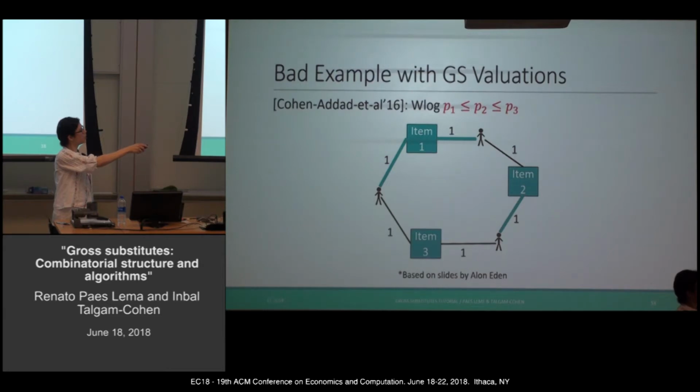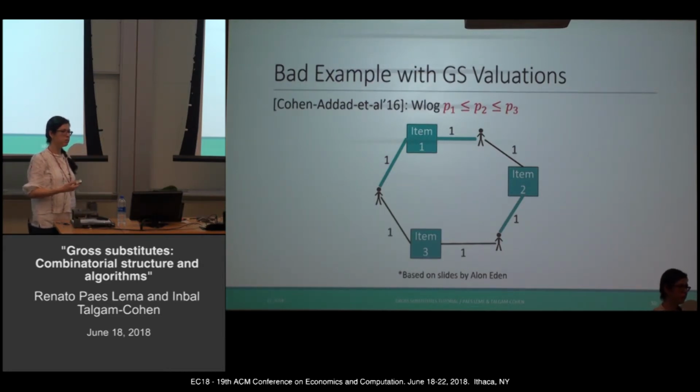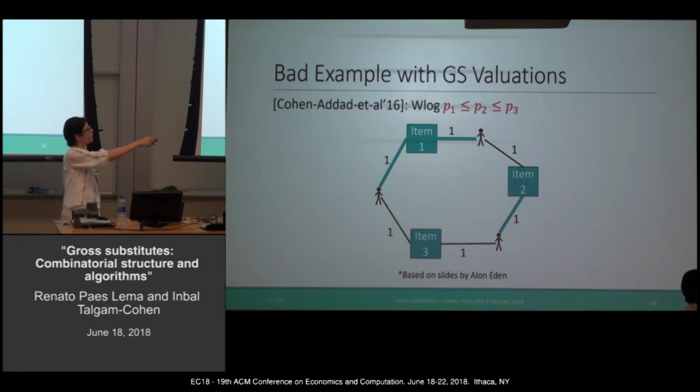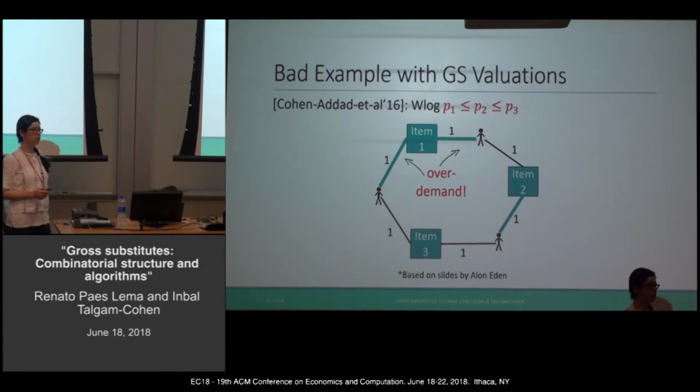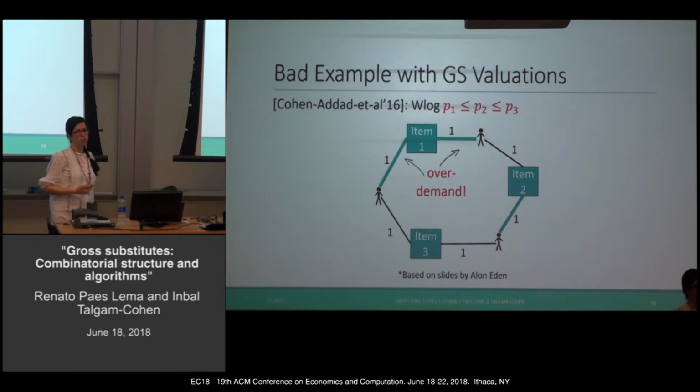The second player will also want item 1, or sorry, I should say could want item 1, right? Maybe the prices are the same, but this is very reasonable for this player to demand the first item. And then what I get is over demand. So I have equilibrium prices, everything should work well, but still I get over demand.